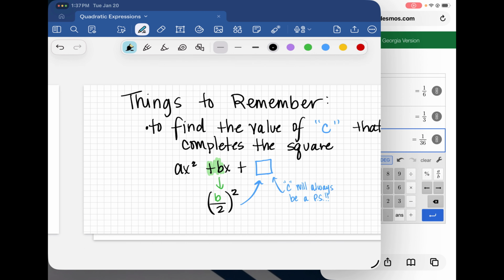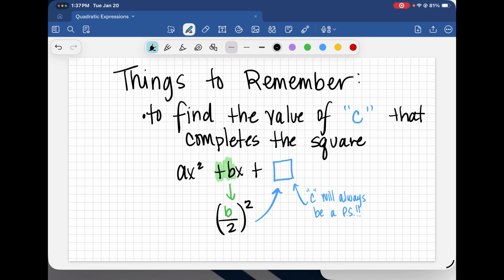So some key takeaways for y'all. To find the value of c, aka when it's in standard form and I need this little value right here, to find the value of c that completes the square, I'm going to take half of my b value and square it. Remembering, if you look back at all the examples that we did, this c value was always positive. If it's negative, you did something wrong. All right, save this because you're going to need it for tomorrow.